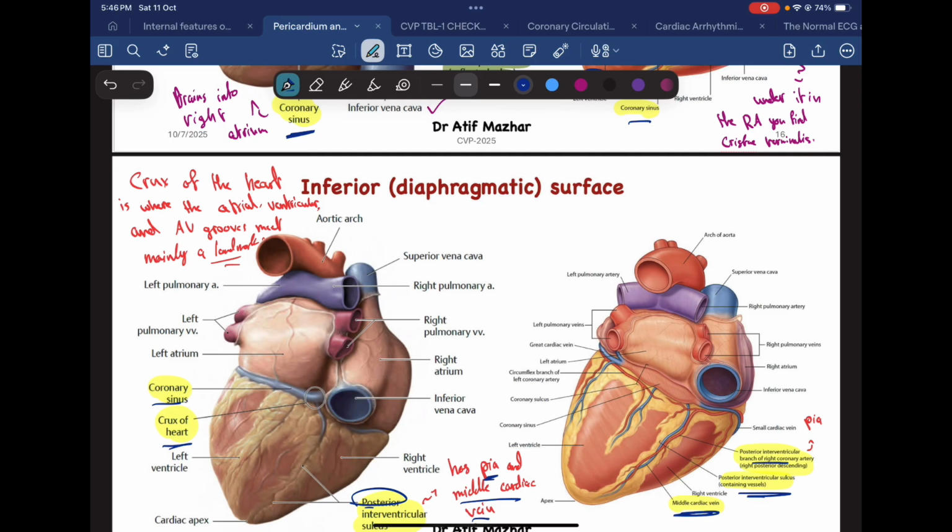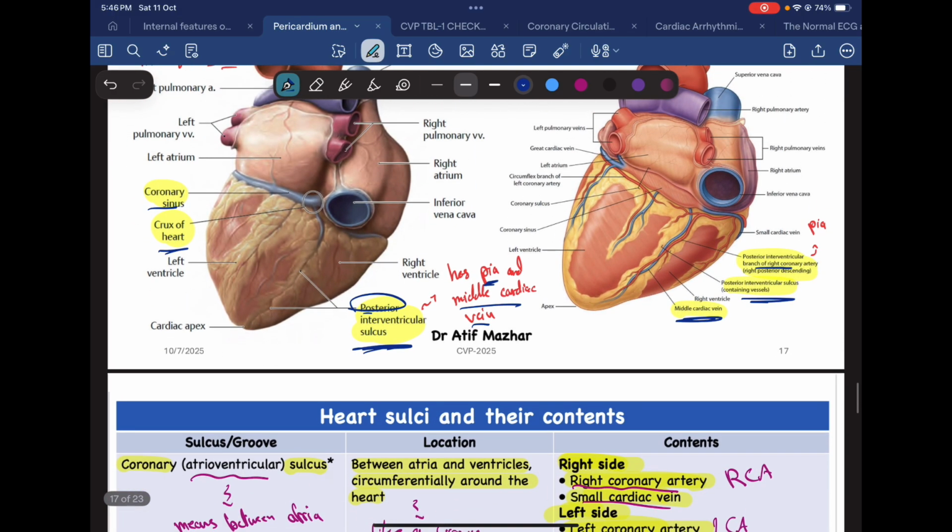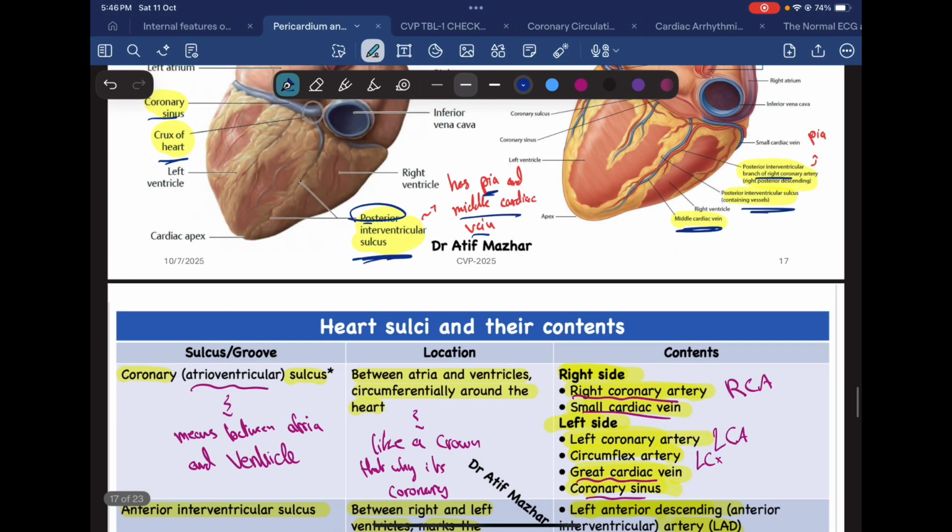Now, crux of the heart. Crux of the heart is basically where the atrial and ventricular grooves meet. Not the atria itself and ventricle itself, no, the grooves of them meet. It's mainly a landmark there for surgeons. This is the crux. You'll find the grooves here. Let's go from there and there and there.